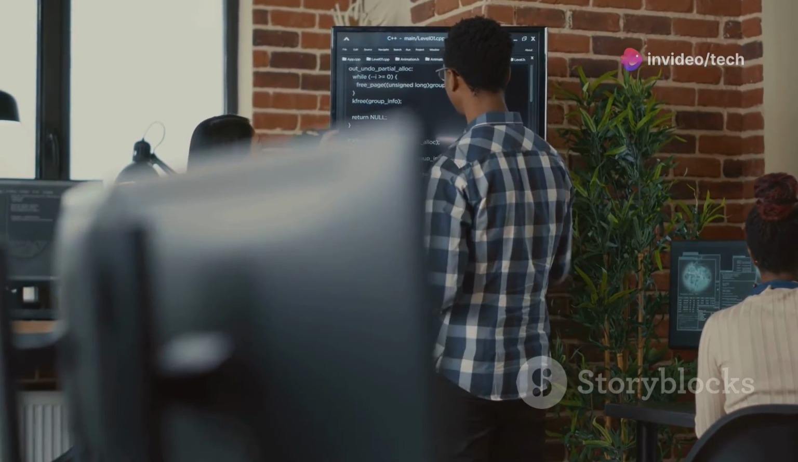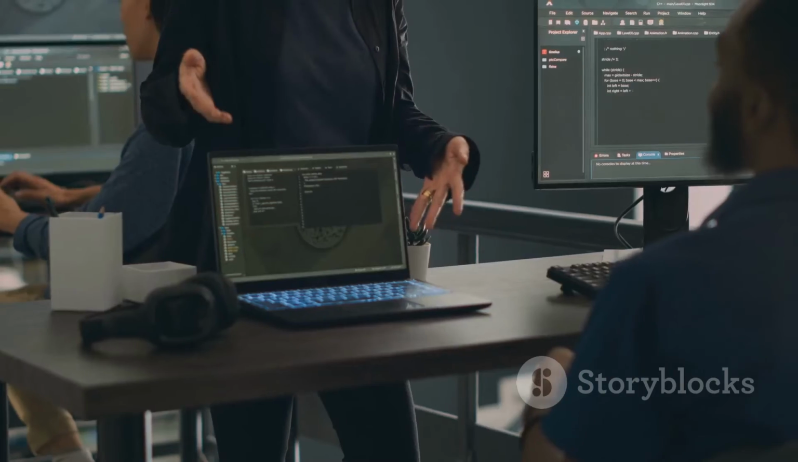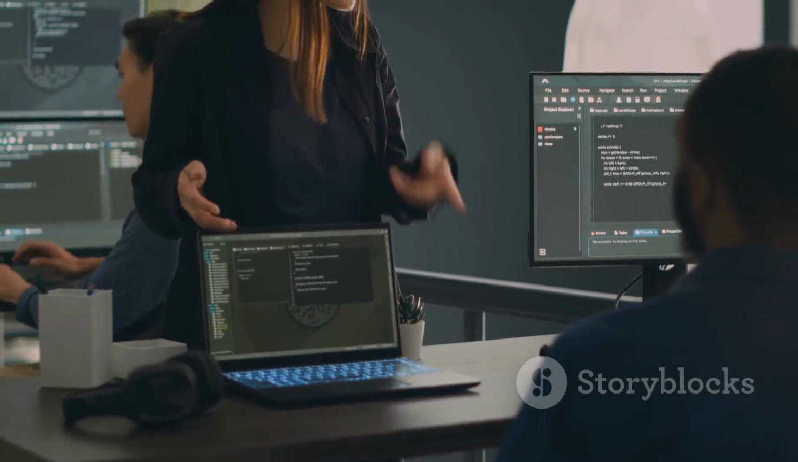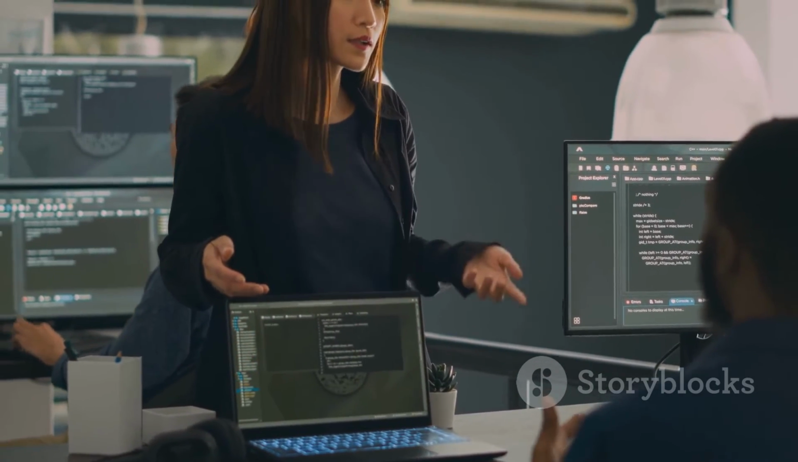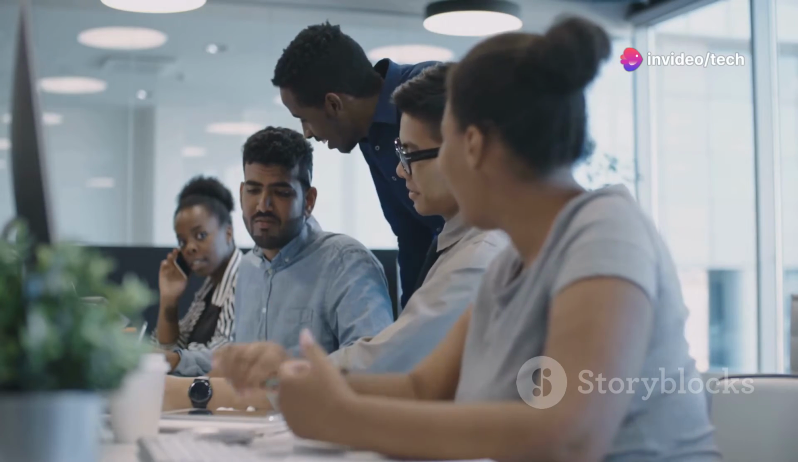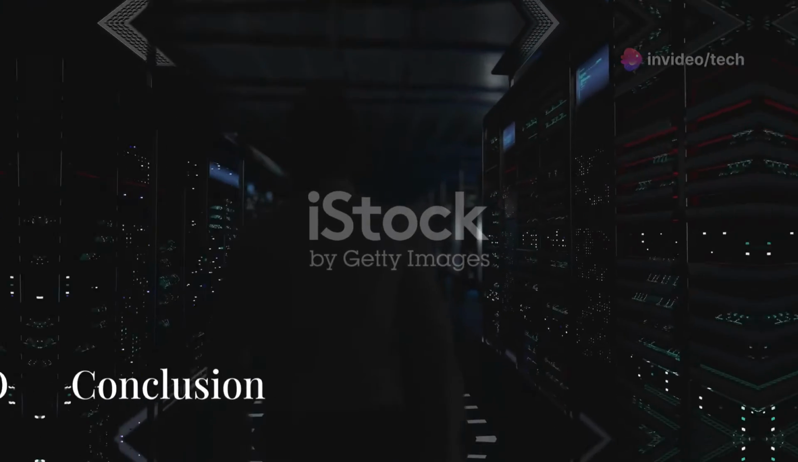Collaboration with security teams is another vital aspect. Developers should work closely with security professionals to integrate security measures into the development process. Regular communication and feedback help ensure that access control mechanisms are robust and effective.